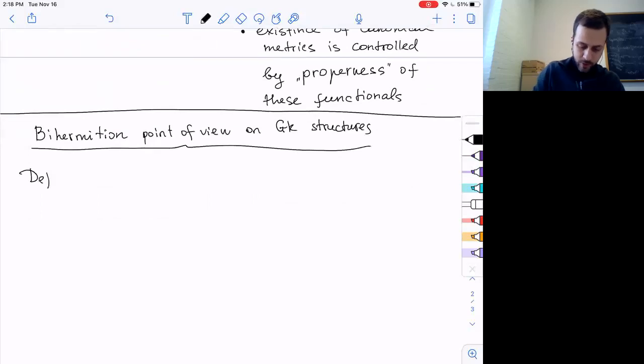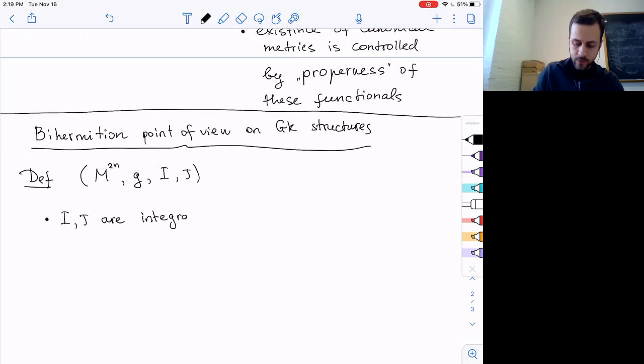So let me recall the definition. What we started with is a quadruple. We have a smooth even dimensional manifold with a Riemannian metric and two complex structures, I and J, which are integrable, and G orthogonal. So the metric is compatible with both of them. Integrable complex structures.